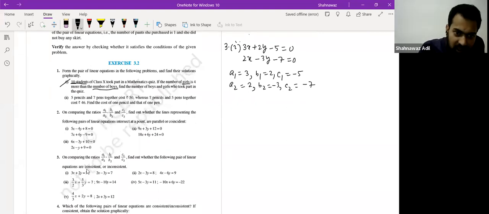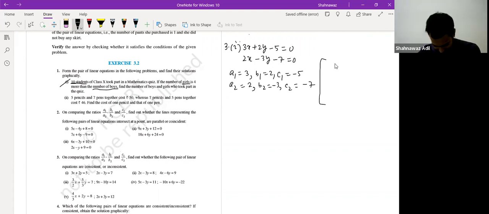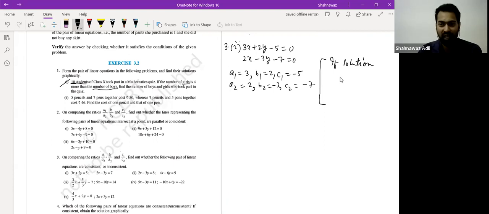So now they are asking about consistent and inconsistent, right? So, Talha, do you remember what was consistent? Rizwan, do you remember? So we just discussed. If there is a solution, like intersecting or coincident, then it is consistent. And if there is no solution, then it is inconsistent.